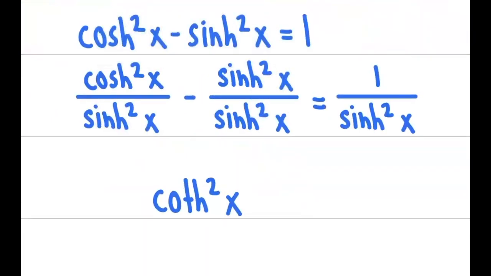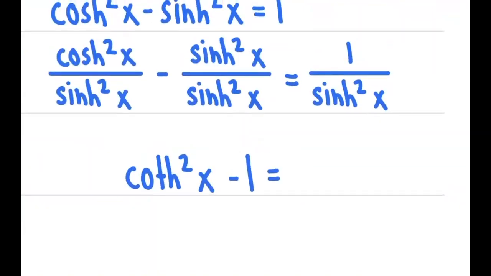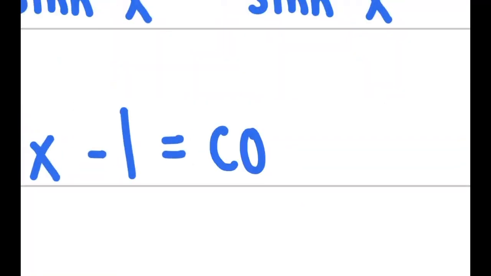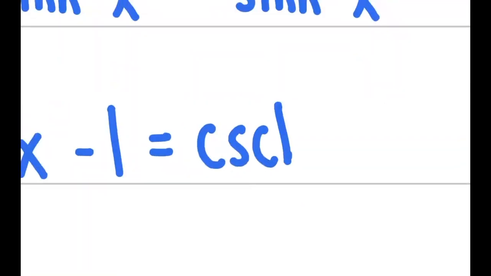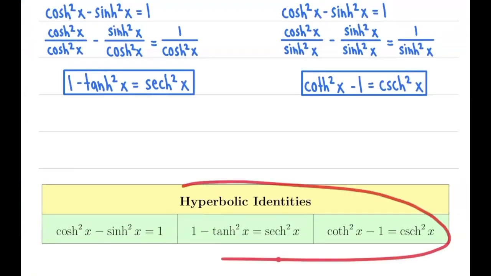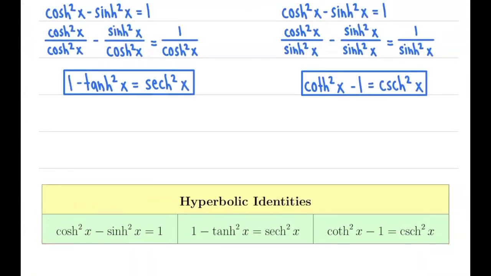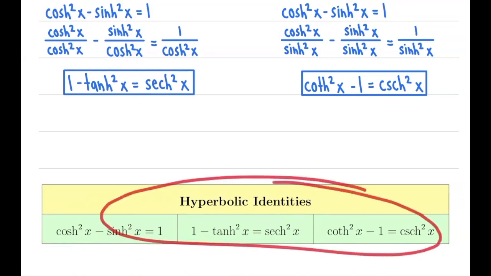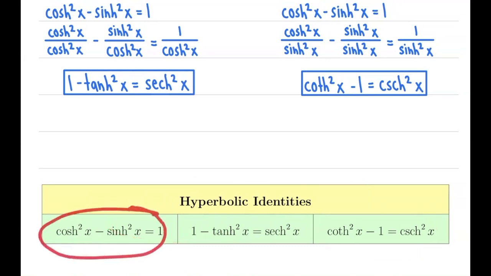And then sinh squared divided by sinh squared is just 1. And then 1 over sinh squared is cosech squared. Oh, wait, whoops. Cosech. All right, so those are the 3 hyperbolic identities. The cool thing is that you don't need to memorize all of these. You just need to memorize this one. From that, you can derive the rest.